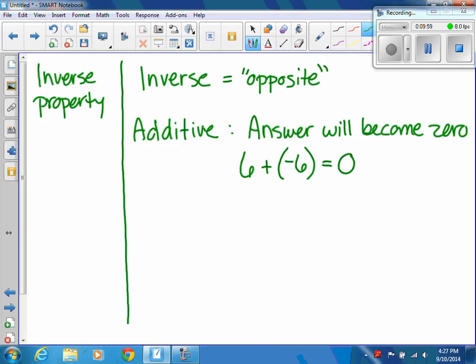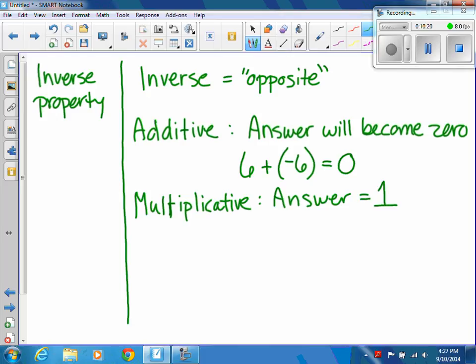We also have the multiplicative. Now this is a little bit different because instead of the answer being 0, we want the answer to become 1. So again, you got to be careful with this. Multiplicative, my answer becomes 1. Additive, my answer becomes 0. And what we're looking at here is something like this.